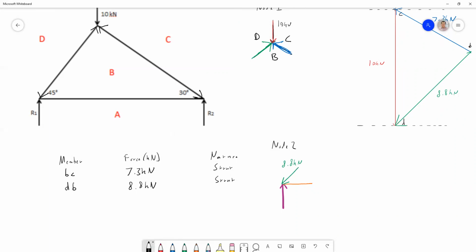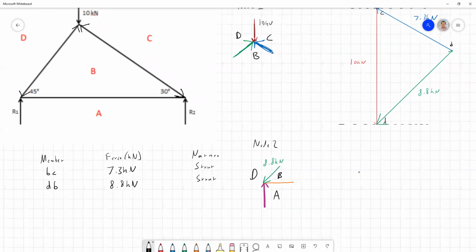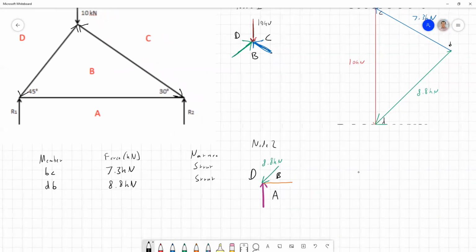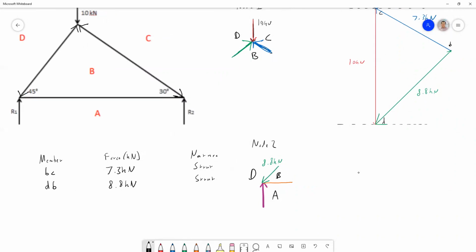Again, we can label the spaces. This is space D over here. This is space B here. And this is space A. And so we're going to have the vector BD, because it's heading down from B to D. So we've got the vector BD. We've got the vector DA. And we've got the vector AB. So these are all the things that we need to consider.